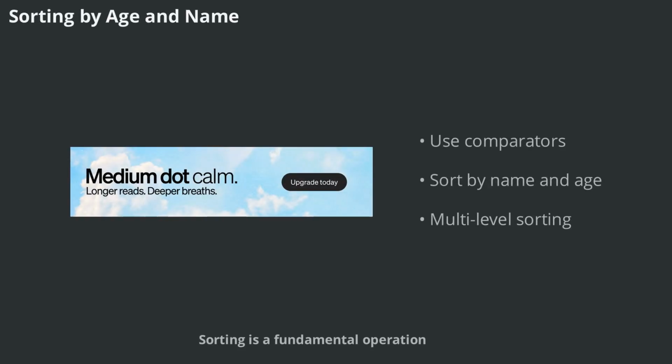Sorting is a fundamental operation. You might be asked to sort employees first by name, then by age. Using comparators and the sorted method, you can easily achieve multi-level sorting. This technique is essential for organizing data in a meaningful way.